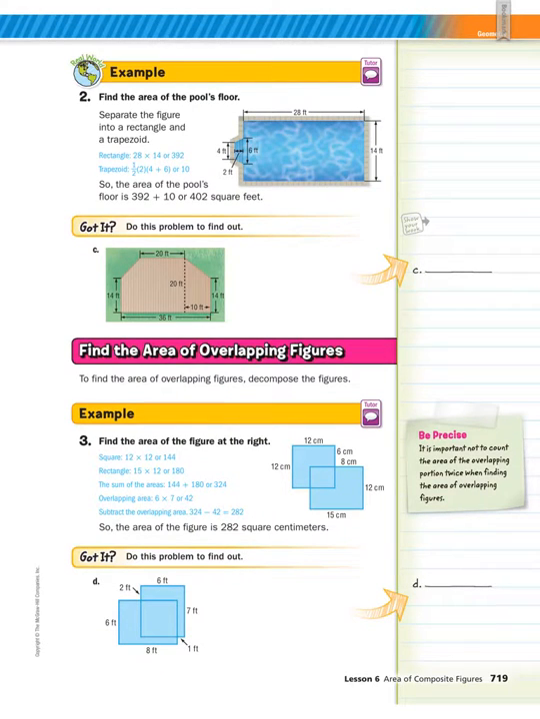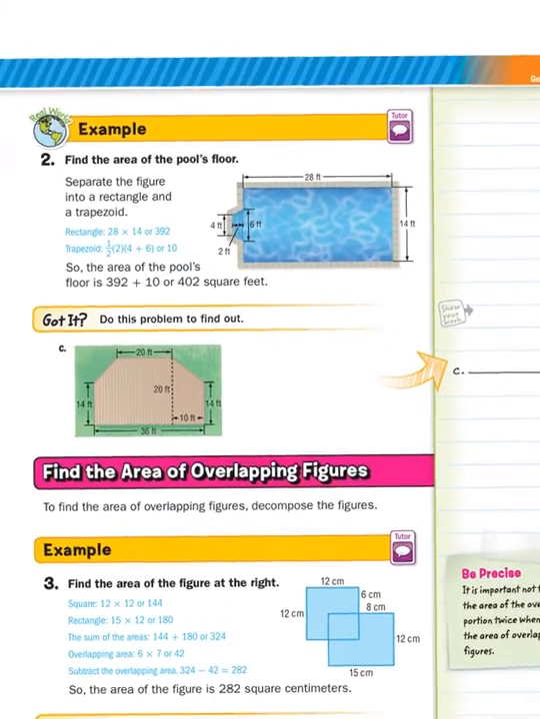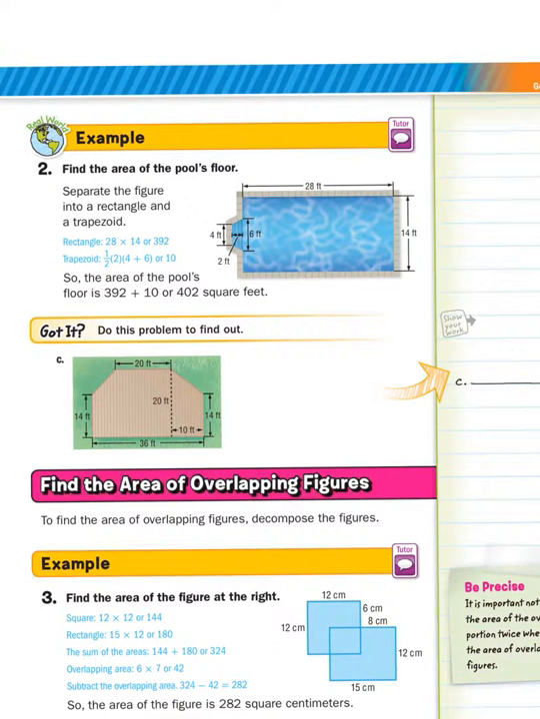Now, real world problems, lots of fun. So let me show you example 2 kind of quickly. Example 2 is the same deal, just put in a real world setting, and it's like a pool. So you have to find the area of the pool's floor. Now look how it's made up of. It's like one big rectangle, except for this little trapezoid here.